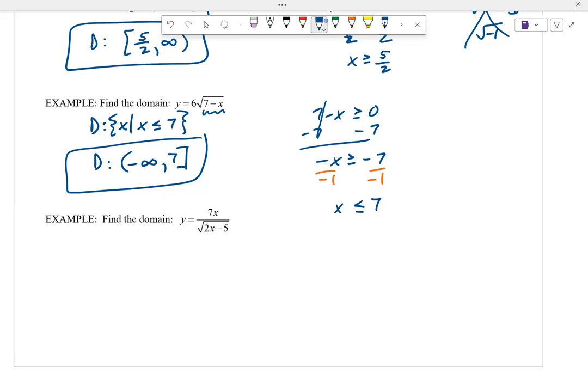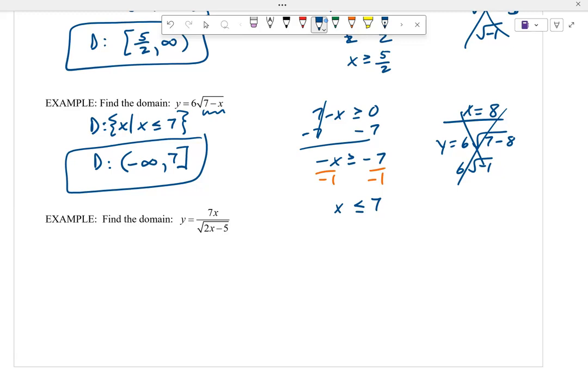So, like, let's say I tested 8. Is 8 in my domain? Should have an answer, no, I do not. If I replace x with 8, see how I get square root of negative 1? Again, that's not in the real numbers, right? It's not going to be on my graph. We're not working with complex numbers right now.